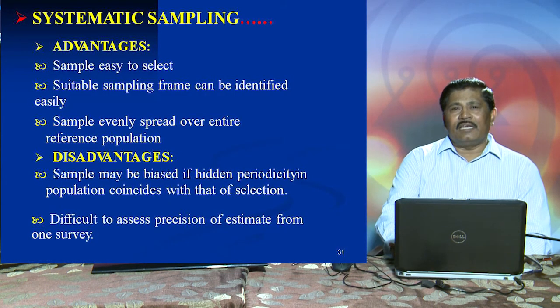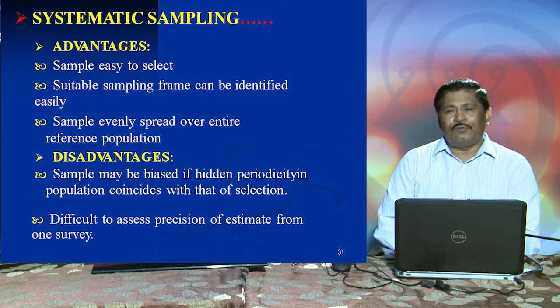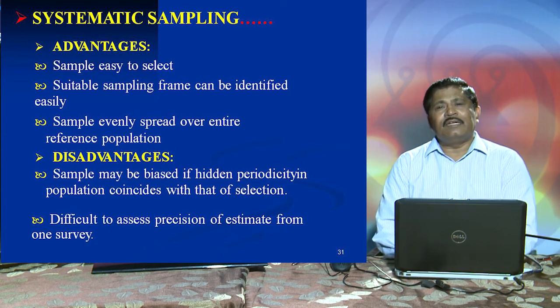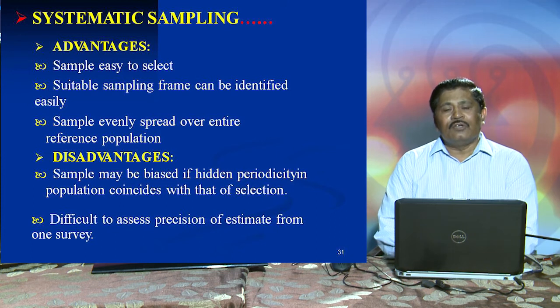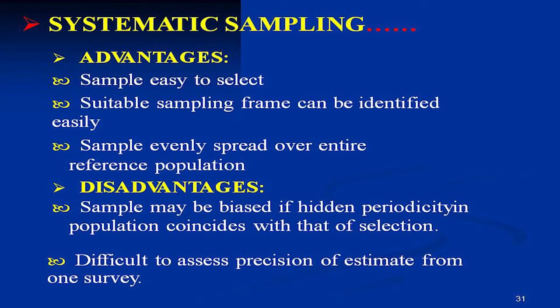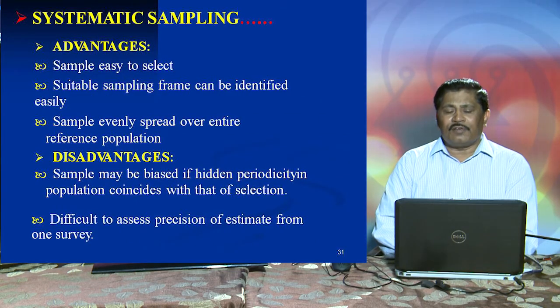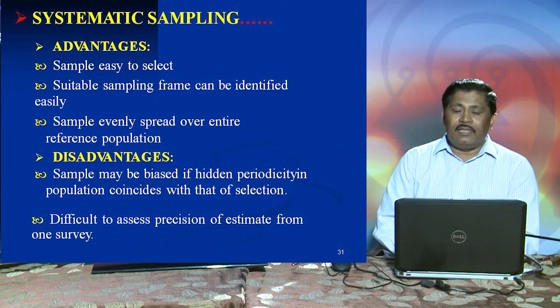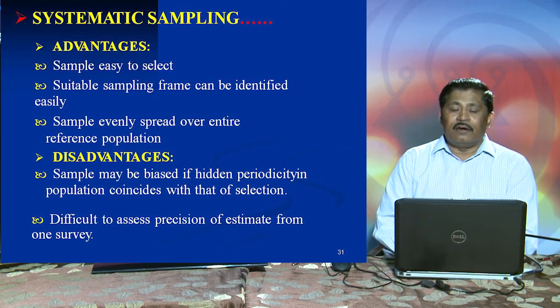So, this sampling is very simple and very useful sometimes, but there are certain advantages and disadvantages. My dear students, you see what the advantages are. This sampling is easy for selection because the first unit is to be selected randomly, others will be automatically selected. Then a suitable sampling frame can be identified easily for systematic sampling. The sample is evenly spread over the entire reference population. This is also one of the advantages.